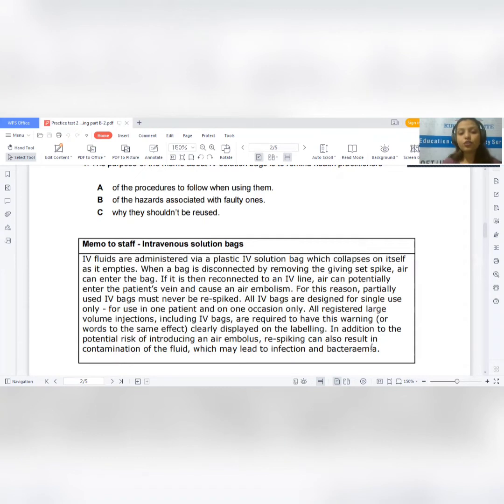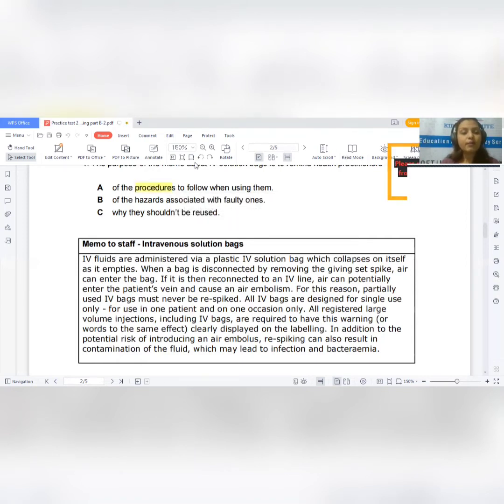So what I understood from this whole memo is that if we are using an IV solution bag and respiking the IV set, air can potentially enter the patient's vein and cause air embolism or other complications. This is what I understood from the given text. Now I will read A, B, and C. Option A says of the procedures to follow when using them. So option A says something about the procedures.